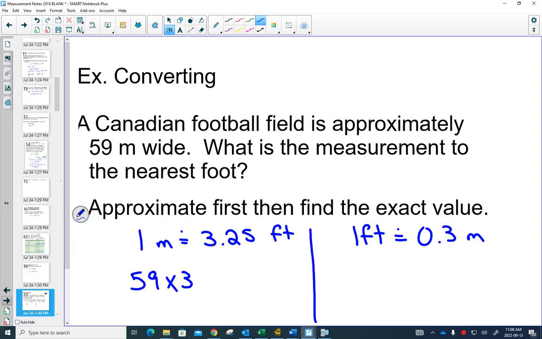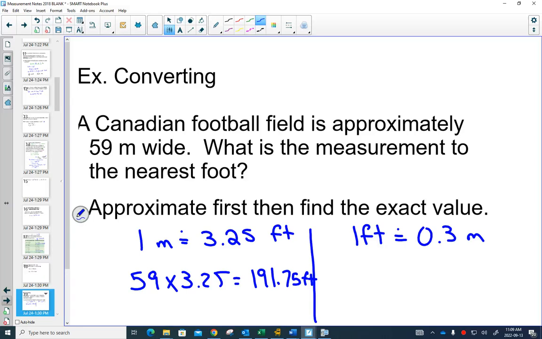59 times 3.25 is equal to, take out our calculators, 191.75 feet. It's very important that we include our units with our answer because we need to make sure we know what we're talking about because we're using different measurements. Okay?